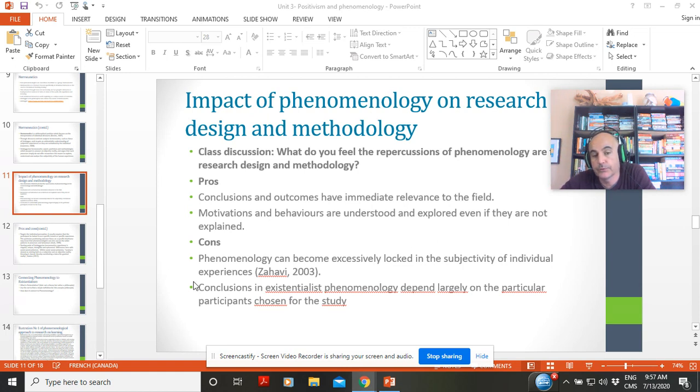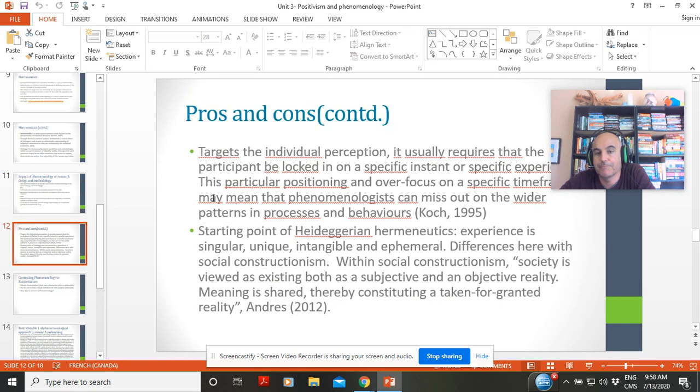And as for the cons, there are a lot of cons. Phenomenology can become excessively locked into the subjectivity of individual experiences. That frustrates some people, that you can work on a thesis, for example a PhD thesis, and that's only relevant to a very small group of people. That depends on your worldview, but for some people, it is frustrating. Existential phenomenology depends largely on the particular participant chosen for the study. Again, very little relevance, and it's almost accidental, right? You chose that person, therefore you're getting these results. You chose someone else and you get other results, which can be frustrating.